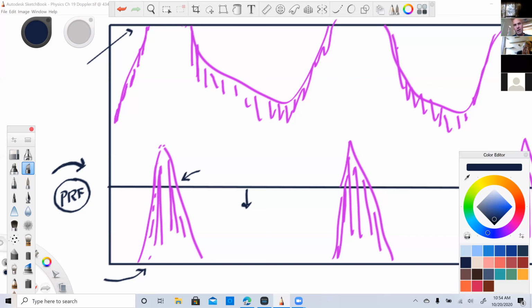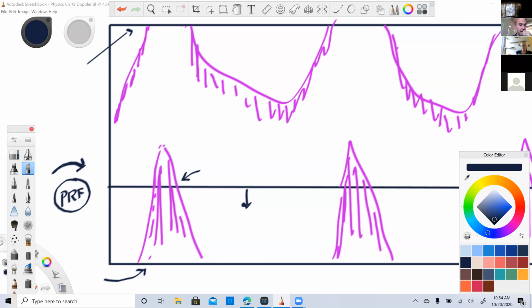So we have to turn our PRF up. The problem with PRF being too high is that we're not able to sample the really slow velocities. So we turn our PRF down low when we're looking at slow blood flow. We turn up high for high blood flow.